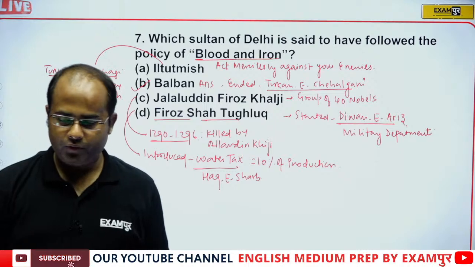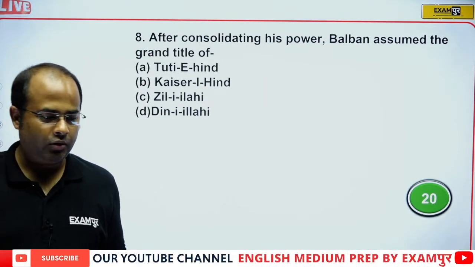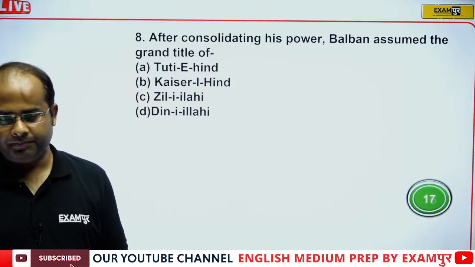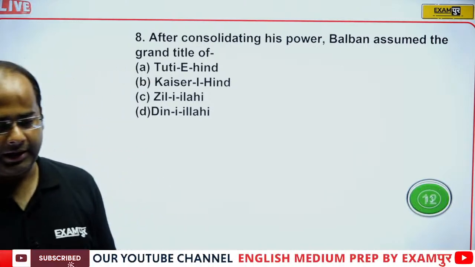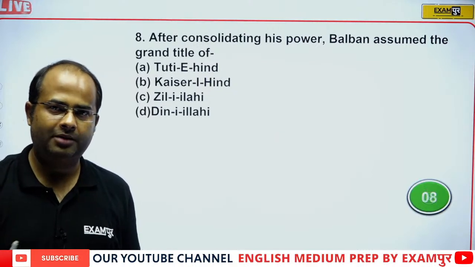Okay, now let's move to the next question, guys. Next question, that's a repeated question. Let's see how many of you can still remember. After consolidating his power, Balban assumed the grand title of... So what was the title that was adopted by Balban when he became the Sultan?